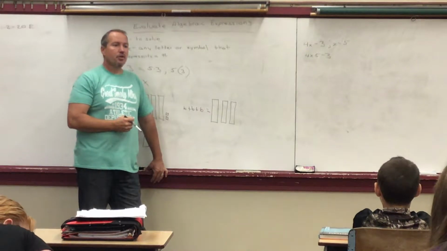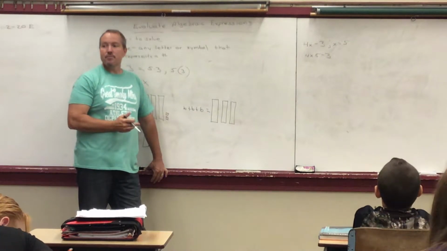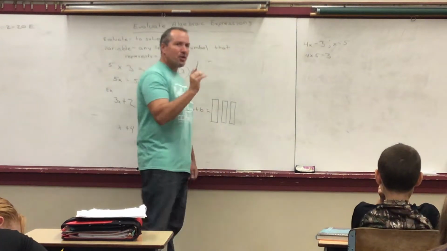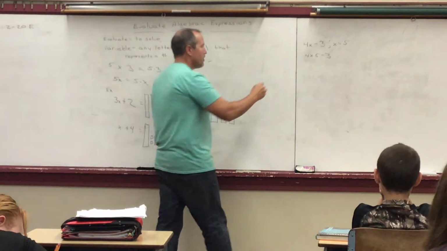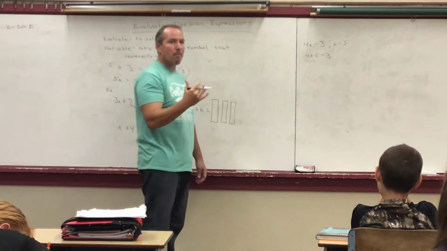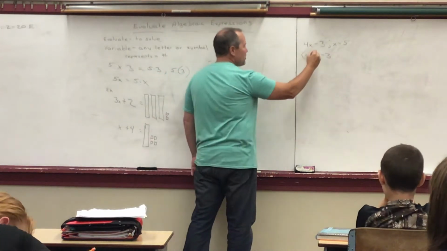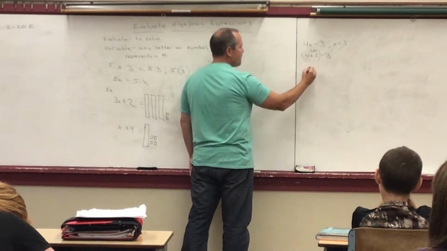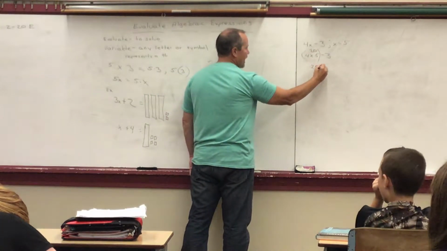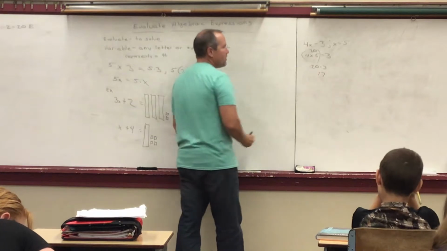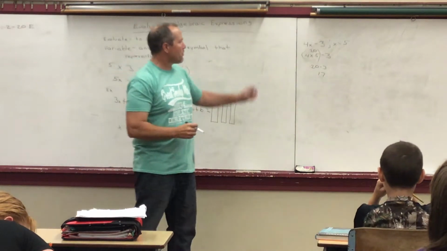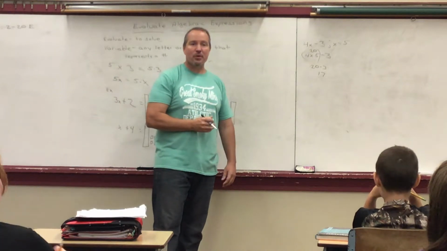First thing you would do is, and keep in mind, I want you to do it in a certain order. Okay, you have to do order of operations, but I want you guys to put the parentheses around it. 4 times 5 is 20. Rewrite it. 20 minus 3 is 17. So in this situation, your equation is equal to 17 because x was equal to 5.